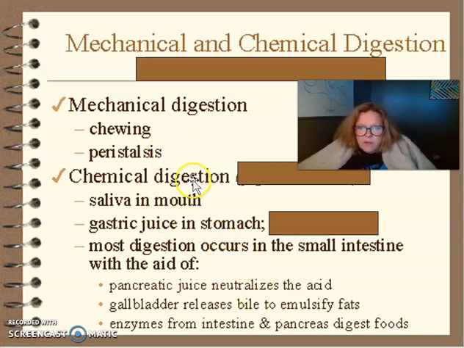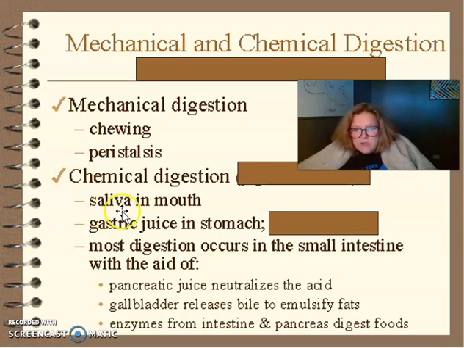And then we have chemical digestion, which does involve a chemical change. So that is breaking bonds within the food itself. And that is initiated by enzymes. And enzymes are agents that facilitate chemical reactions.